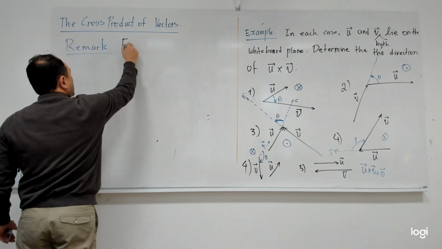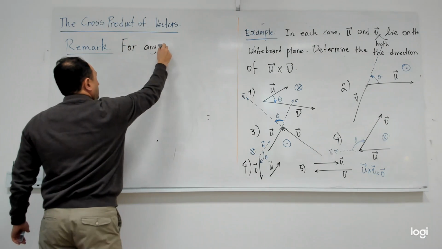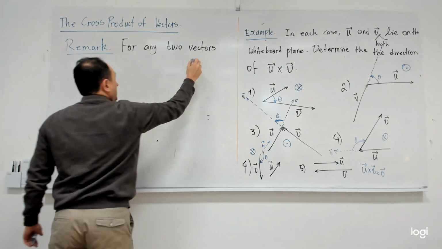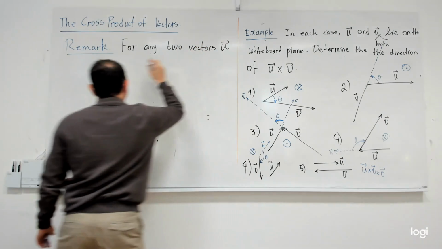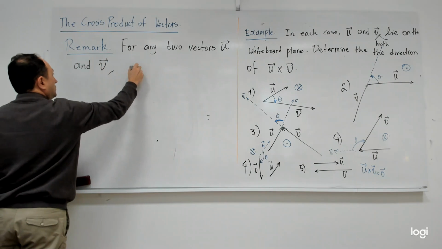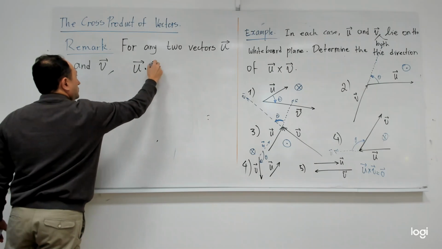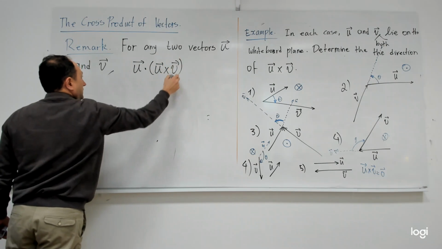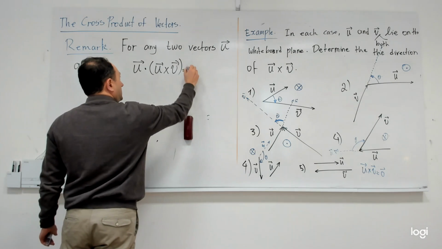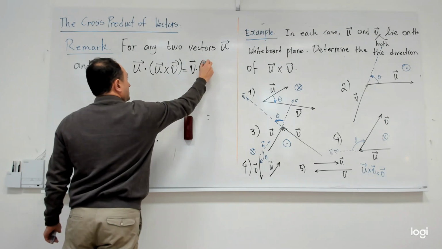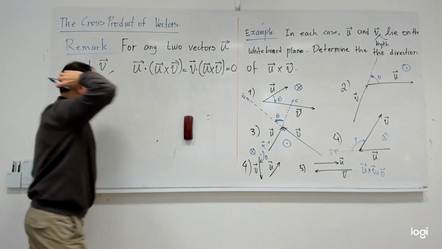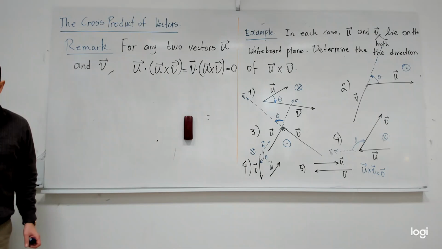Remark: for any two vectors u and v, we have u dot (u cross v) is equal to v dot (u cross v) is equal to 0, the number 0. That's good to remember. This is an important thing.